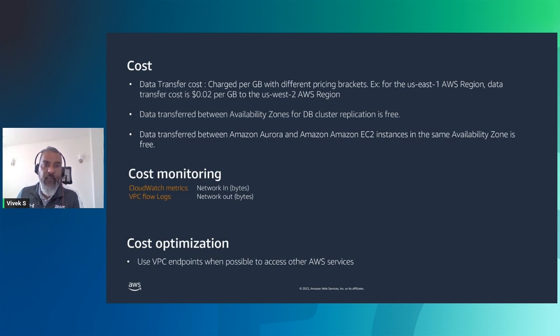Any data transfer caused by Amazon EC2 instances across availability zones would be part of the billing. We have a couple of cost monitoring metrics, which are network in bytes and network out bytes. You can keep your eyes on these metrics and make sure that you are controlling the data transfer cost. As a cost optimization, use VPC endpoints whenever it is possible.